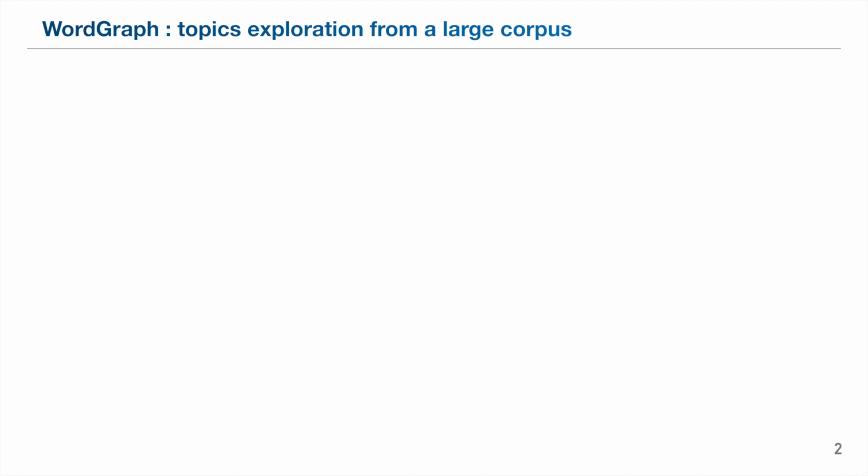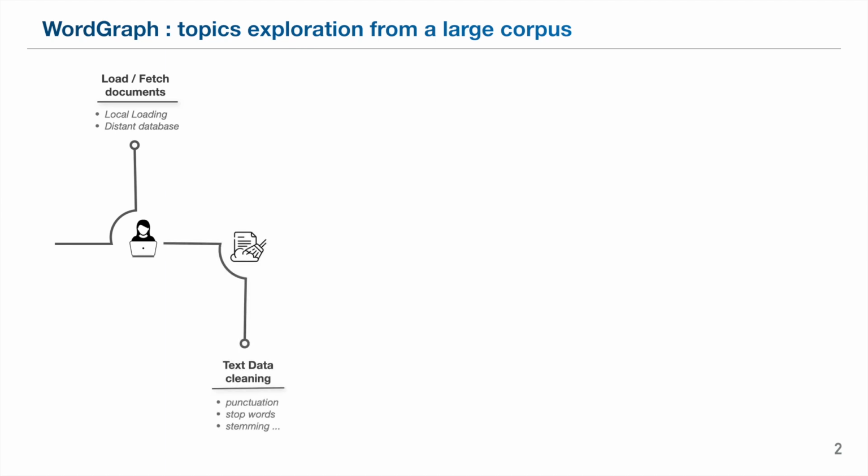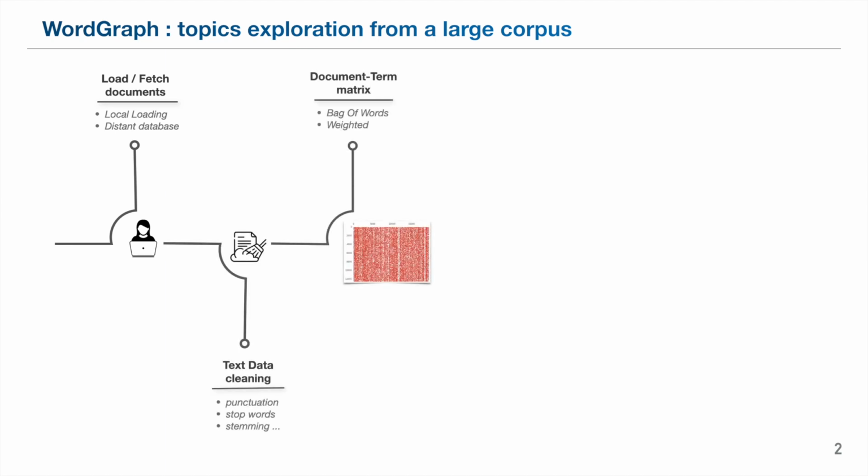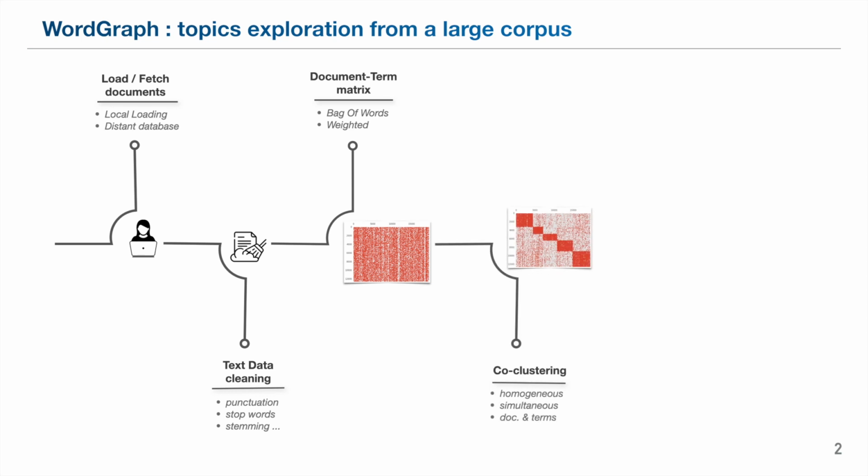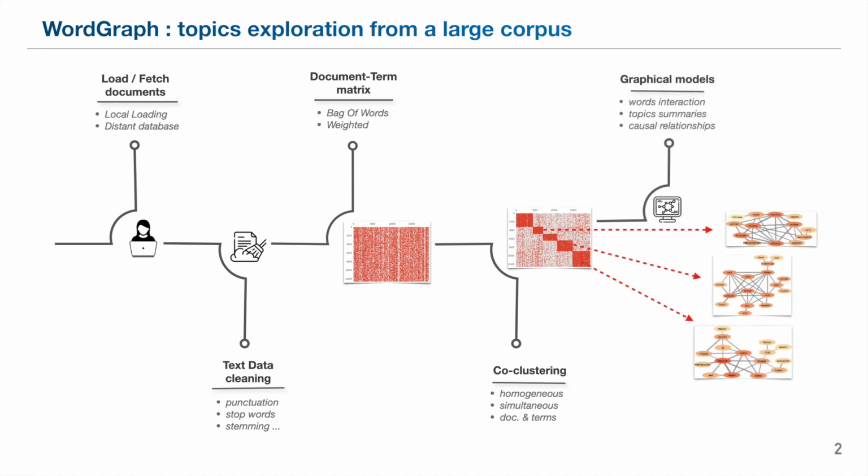To do so, we follow four main steps. First, we collect data by fetching documents remotely or by local loading. Then we clean the data, tokenize and weight it to get a document term matrix that contains the documents in rows and terms in columns. Second, we get a copartition that organizes the matrix into homogeneous blocks of documents and terms. And finally, we generate graphical models based on the most representative terms of each block, typically the most frequent ones, in order to explore word interactions and ultimately obtain topic summaries.